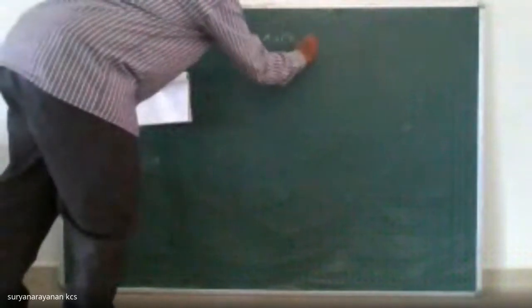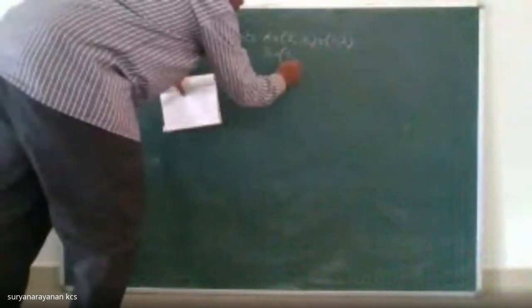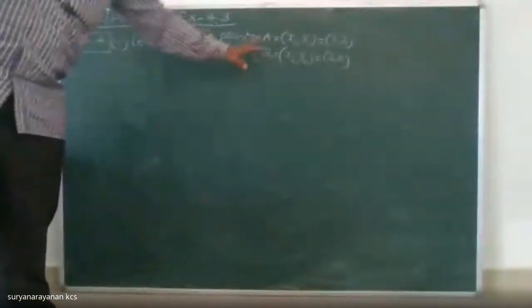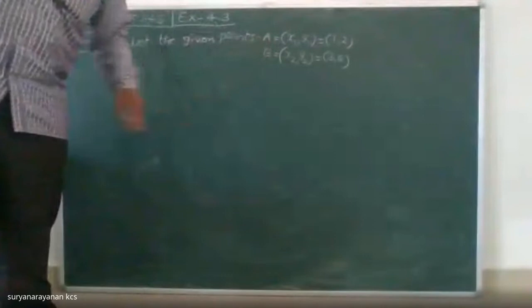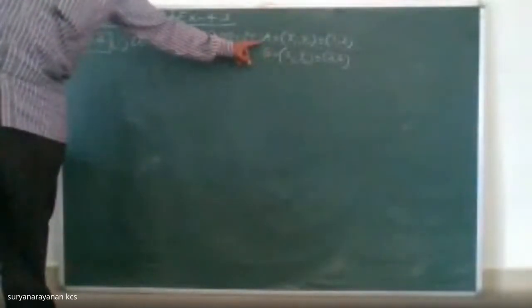Let us consider the given points A (x1, y1), that is the ordered pair (1, 2), and then the second point B (x2, y2), that is the ordered pair (3, 6). Here 2 points are given for us. We have to find the equation of the line joining these 2 points A and B by using determinants, okay, my children.